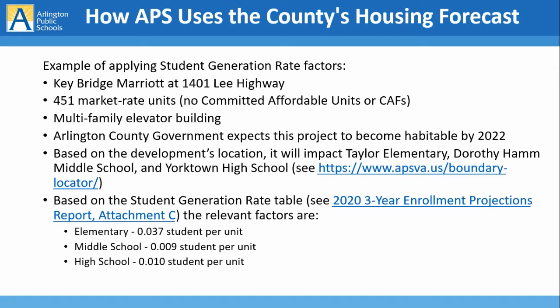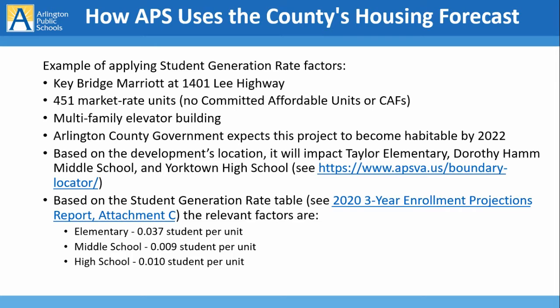Arlington County government provided APS with an estimate of when they think it'll be finished and have occupants, and that's in 2022 is their latest estimate. So based on the development's location, it will impact Taylor Elementary, Dorothy Hamm Middle School, and Yorktown High School. And one quick way of knowing what areas of the county a project could impact is to go to the registration page at the APS website and look for the boundary locator. So that URL is included here in blue. So try it out and you'll see planning unit information as well.